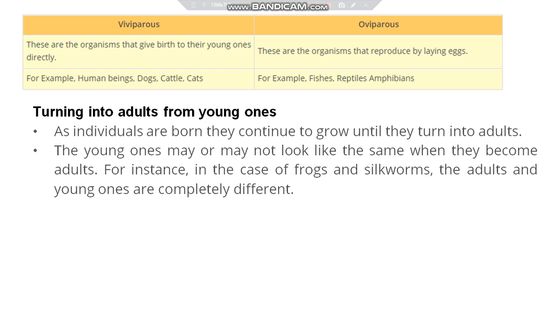So now let us have a look into turning into adults from young ones. As individuals are born, they continue to grow until they turn into adults. The young ones may or may not look the same way they do as adults. For instance, in the case of frogs and silkworms, the adults and young ones are completely different.